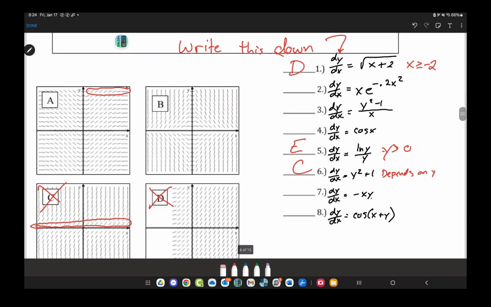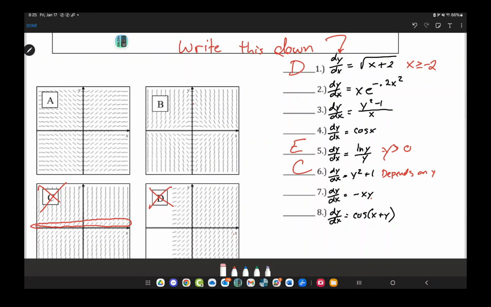All right, we have two functions that are dependent on just x, which means my slopes do not change vertically. So we have number 2 and number 4. Okay, so H doesn't change vertically. What else doesn't change vertically? A. Which means 2 and 4 are either A or H.